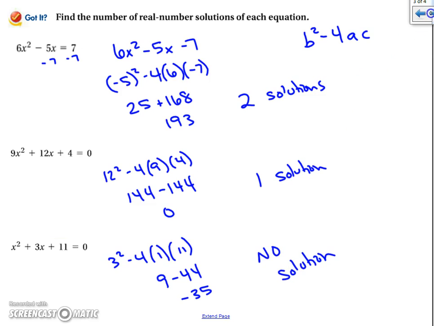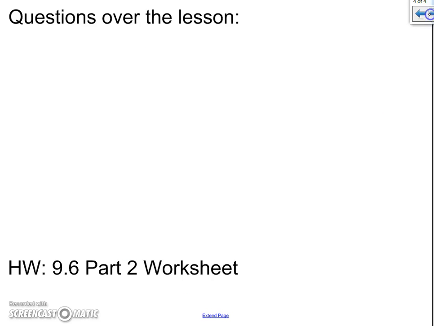Go ahead and pause it if you need to copy this work down. Again, make sure that we write any questions that we have over the lesson. Remember, finding the discriminant is b squared minus 4ac. That tells us how many solutions that we have. If our discriminant is positive, we have two solutions. If our discriminant is 0, we have one solution. If our discriminant is negative, we have no solution.